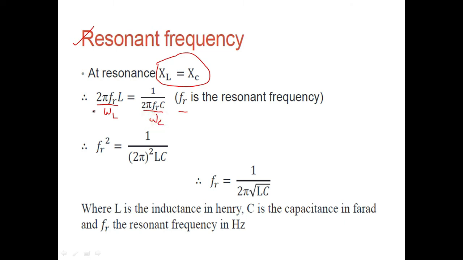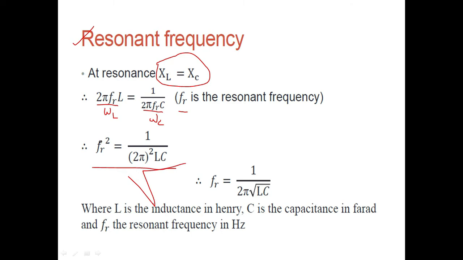Here omega L stands for the angular frequency in concern with the inductor, and omega C for the angular frequency in concern with the capacitor. That's why 2 pi fr L is equal to 1 upon 2 pi fr C. So fr square is equal to 1 upon 2 pi square into LC. Here we take the square root on both sides.